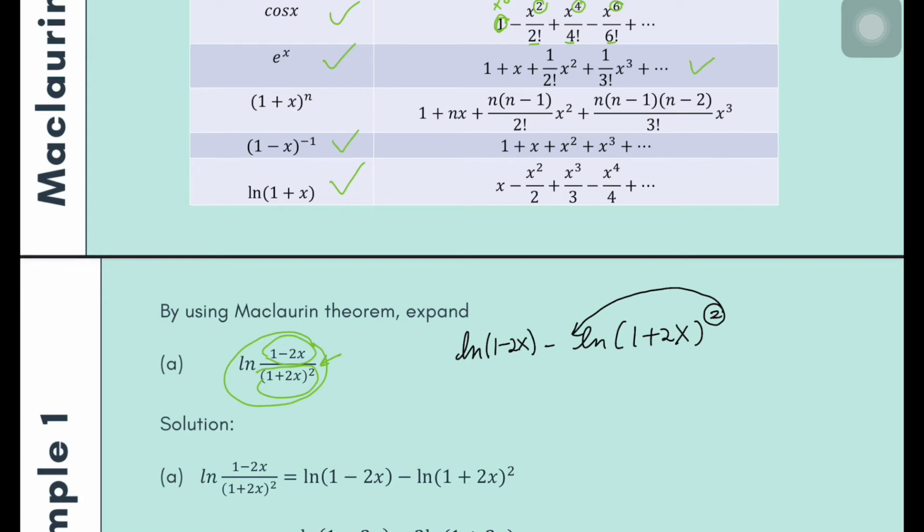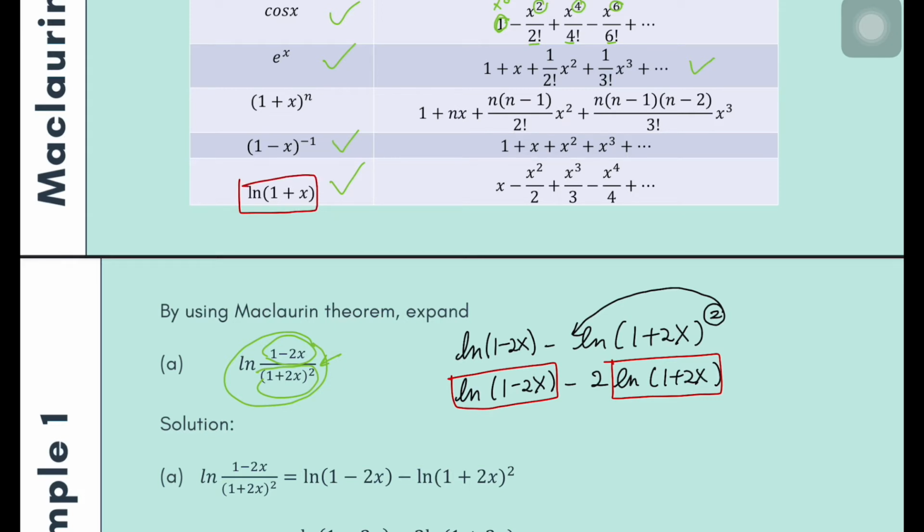Okay, so what you will have here is ln(1 − 2x) minus 2 ln(1 + 2x). Now we want to find the expansion of ln(1 − 2x) and also the expansion of ln(1 + 2x). You can refer to the table. What is the expansion of ln(1 − 2x)? The table has ln(1 + x), so whatever you have here must be 1 plus x. Therefore, whatever you have behind here will be your x. So let's note that your x is equal to negative 2x.